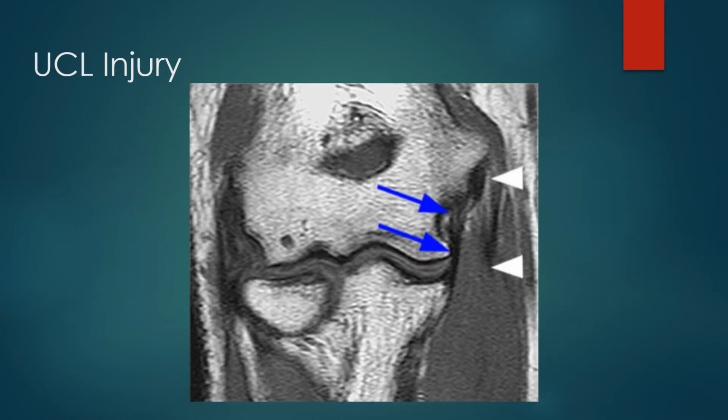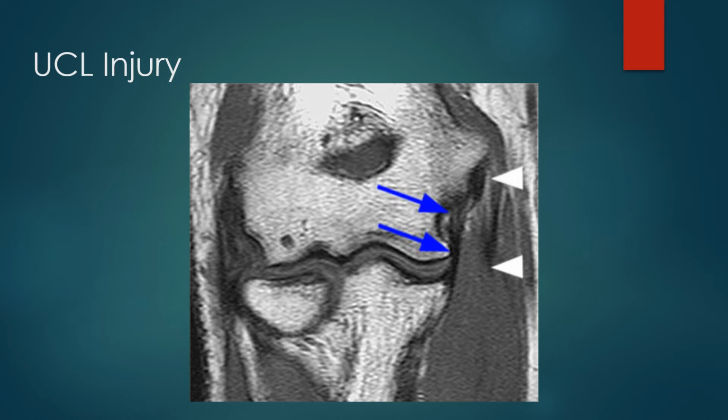So the anterior bundle of the UCL in the elbow is most easily seen in the coronal plane, as in this particular T1 weighted image. Depending upon slice thickness, it is usually visible on 2 to 3 consecutive coronal slices. It is normally of low signal intensity on both the T1 and the T2 weighted images.